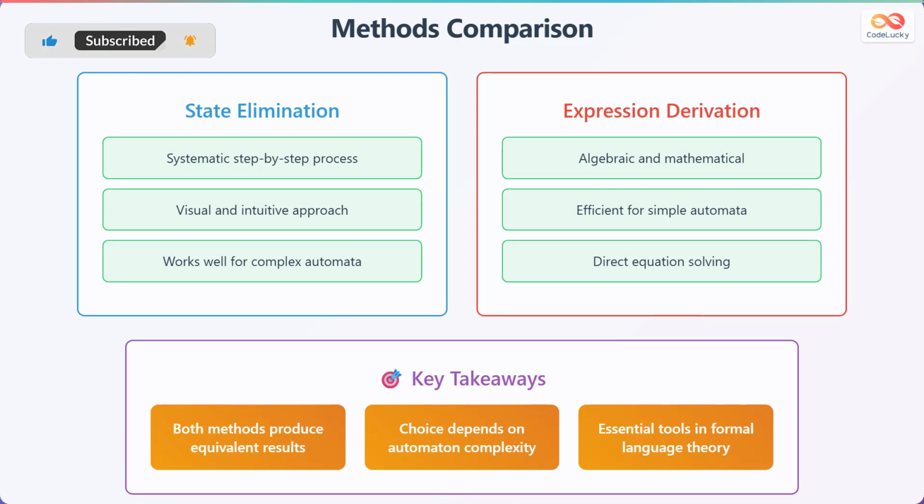Here are the key takeaways. Both methods produce equivalent results. The choice depends on the automaton complexity. These are essential tools in formal language theory.